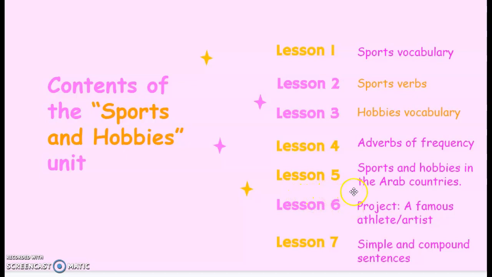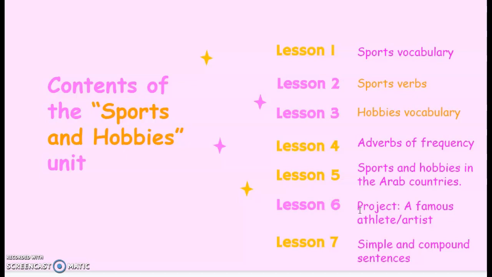Lesson 5 is a cultural lesson. We will be talking about sports and hobbies in the Arab countries and the similarities and differences between the United States sports and hobbies and the Arab countries. Lesson 6 is really fun because you will be creating a project about a famous athlete or artist of your choice.